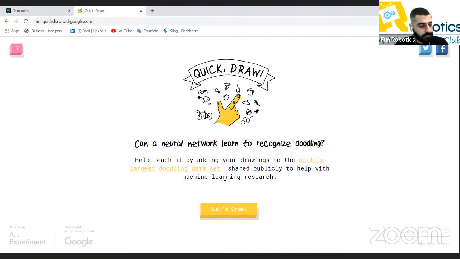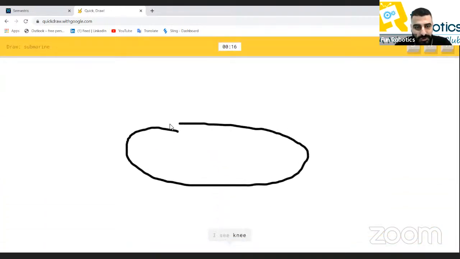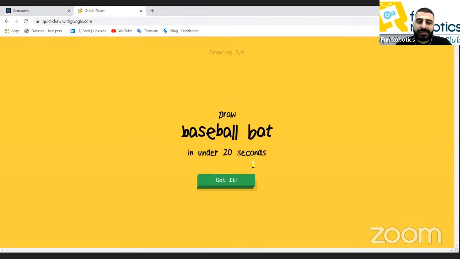So Quick Draw is, I'm just going to show you how it is right away. It asks us, for example, to draw 6 different images. That's the game. First image is a submarine. Again, it's telling me to draw something that is difficult, but I'll try my best. So I'll just draw. It's submarine. All right. So it guessed right away, even though the drawing was terrible, that it was a submarine. Now it's asking for a baseball bat.